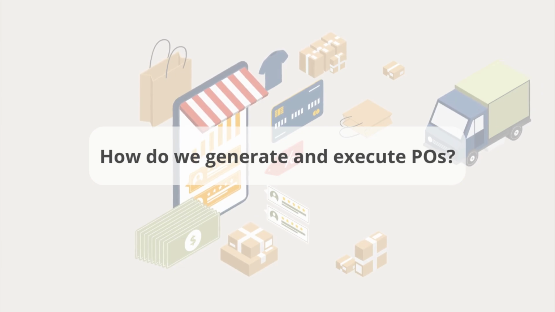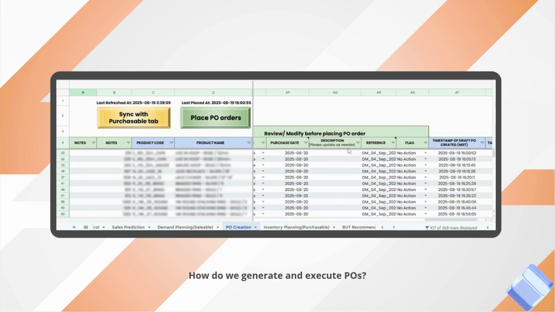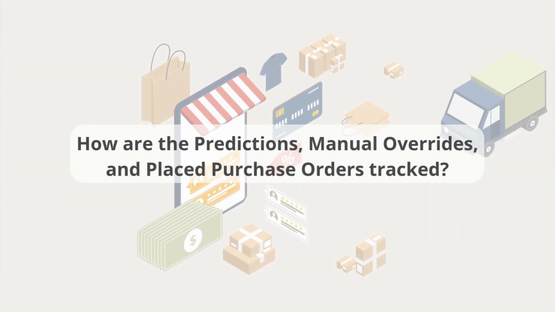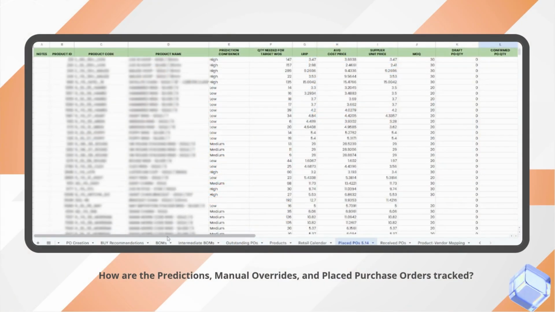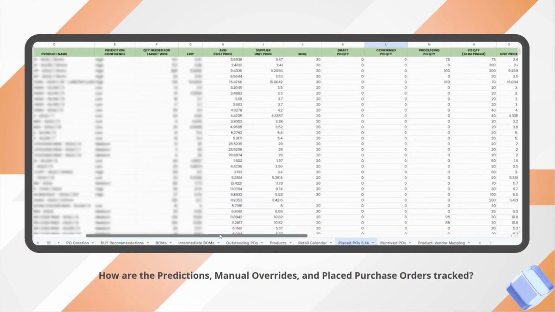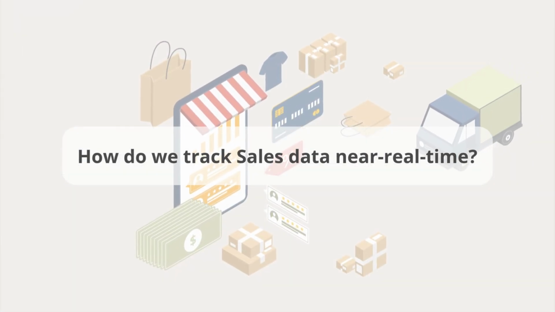How do we generate and execute POs? Once the final buy recommendations are approved, the buy planner can push draft POs to ERP with a single click. Draft POs are logged with a timestamp and a user ID. How are the predictions, manual overrides, and placed purchase orders tracked? All the predictions, manual overrides, and placed purchase orders are logged with the user and timestamp, and require an optional reason.